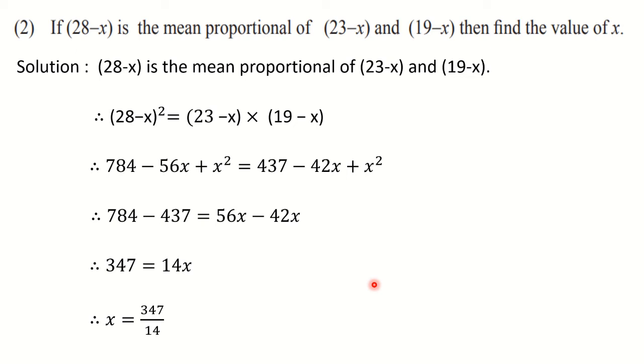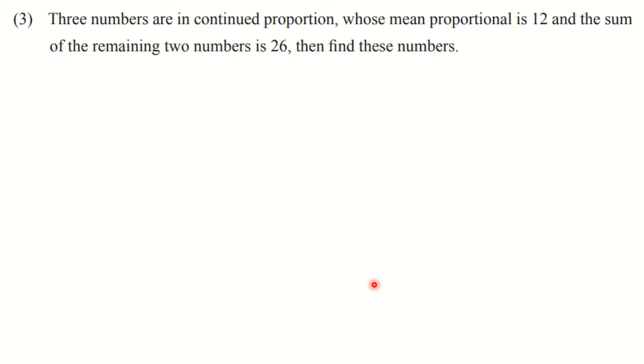Okay, so I hope you must have completed it. I am going towards the next question, that is question number 3. Three numbers are in continued proportion whose mean proportional is 12 and the sum of the remaining two numbers is 26. Then find these numbers. Okay, so this is a word problem. Again, it is based on continued proportion.